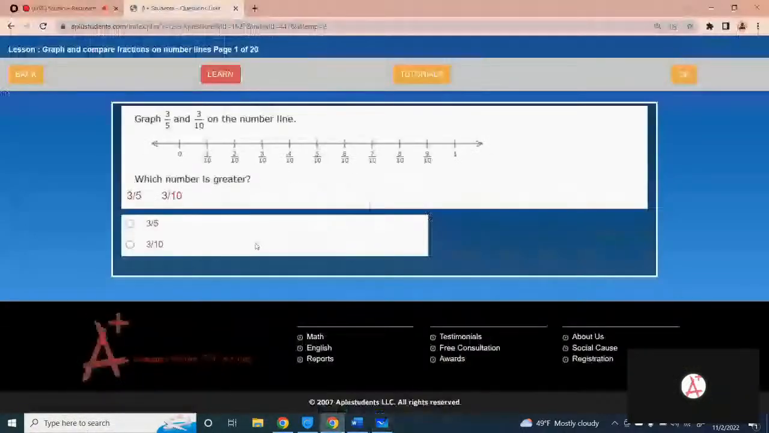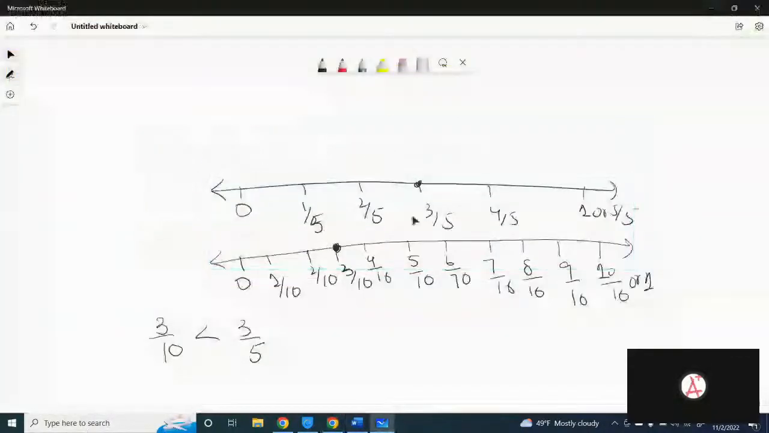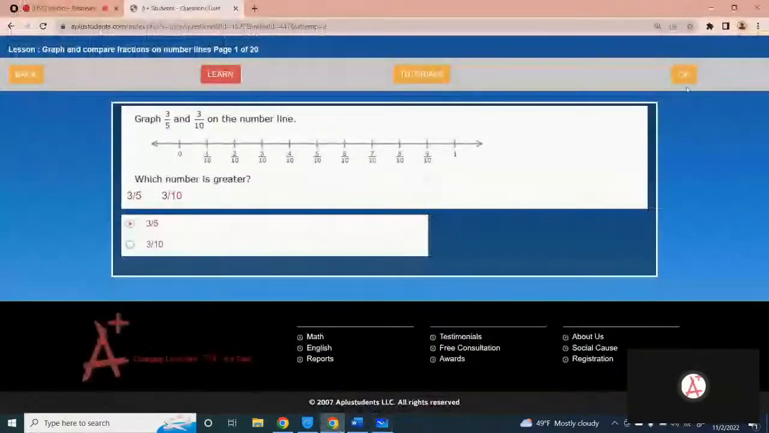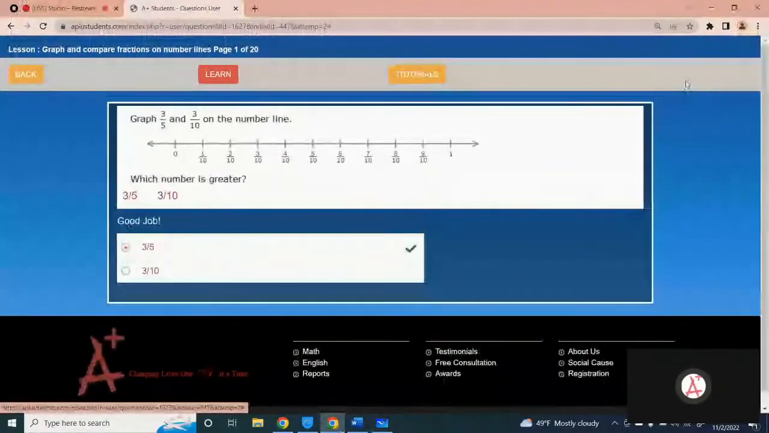So the question is graph the number line and which one is greater. So which one is greater? 3 over 5 is greater. Got it? You can see on the number line 3 over 5 is greater than 3 over 10. So 3 over 5 is greater. Just select the correct option and then click on the OK button.